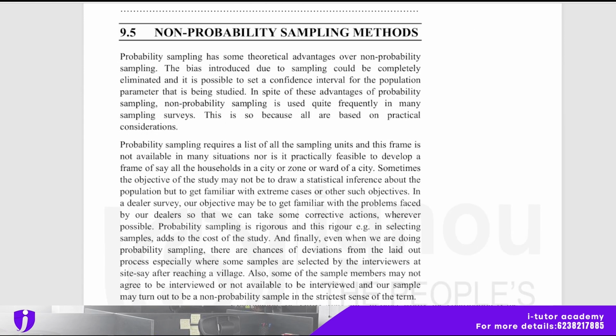Non-probability sampling methods. Probability sampling has some theoretical advantage over non-probability sampling. The bias introduced due to sampling could be completely eliminated and it is possible to set a confidence interval for the population parameter that is being studied. In spite of these advantages of probability sampling, non-probability sampling is used quite frequently in many sampling surveys. This is so because all are based on practical considerations.